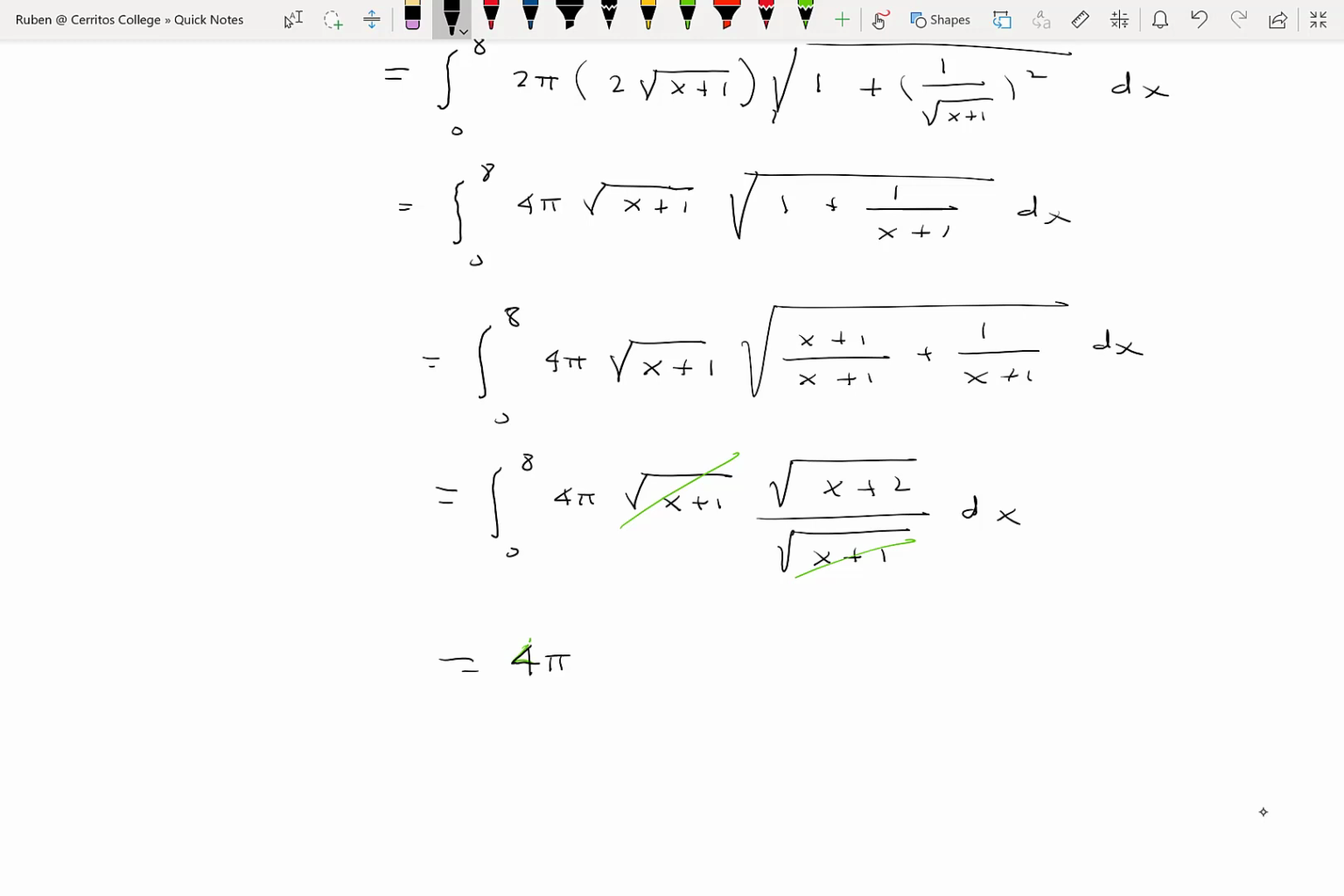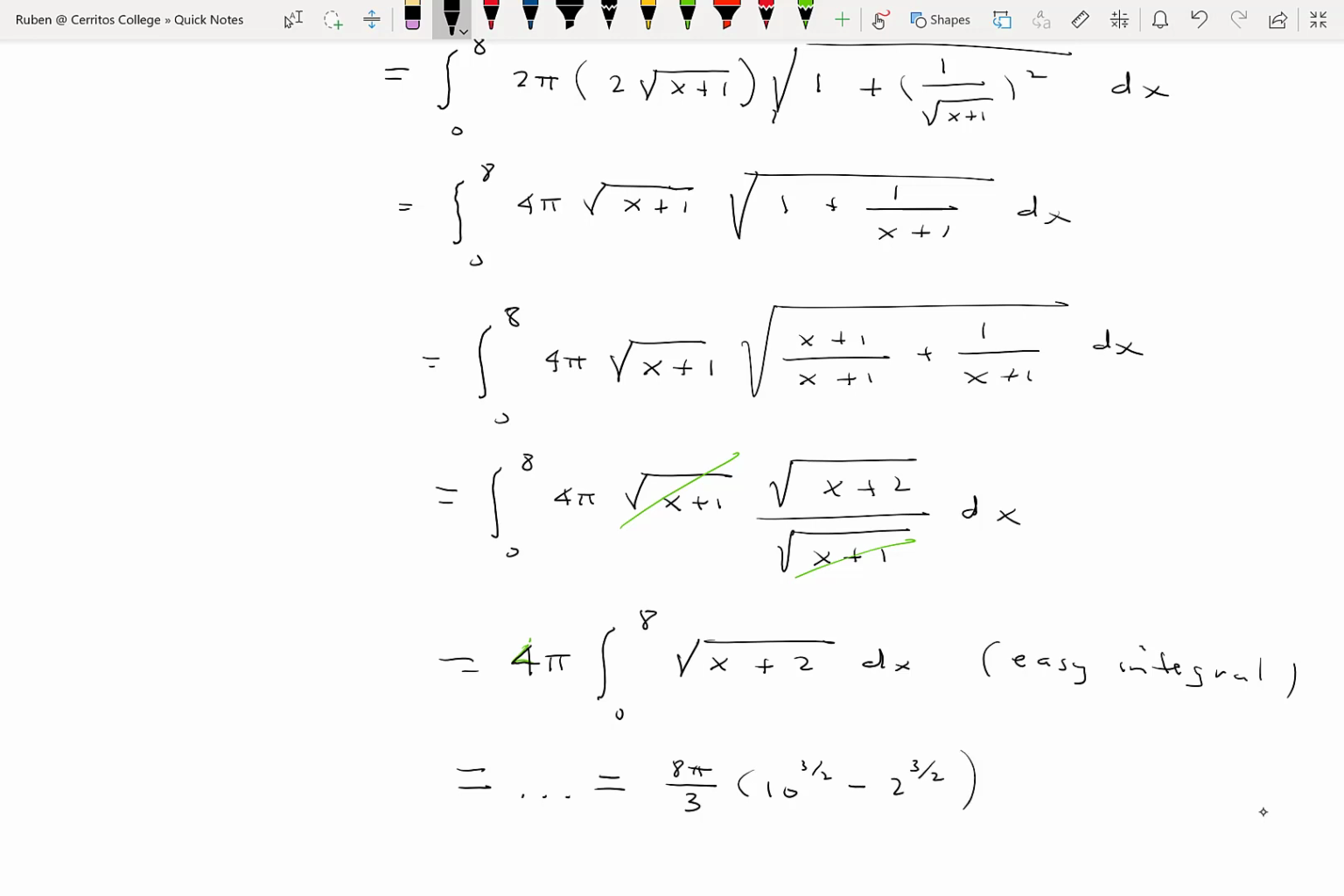4 pi times the integral from 0 to 8 of the square root of x plus 2 with respect to x. A very easy integral. That's my way of saying I'm not going to do it on camera. If you need, you can let u equal x plus 2, and you can stop the video or come back and do it yourself if you want. Very simple integral. So after integration, we end up getting 8 pi over 3 times 10 to the 3 halves minus 2 to the 3 halves.